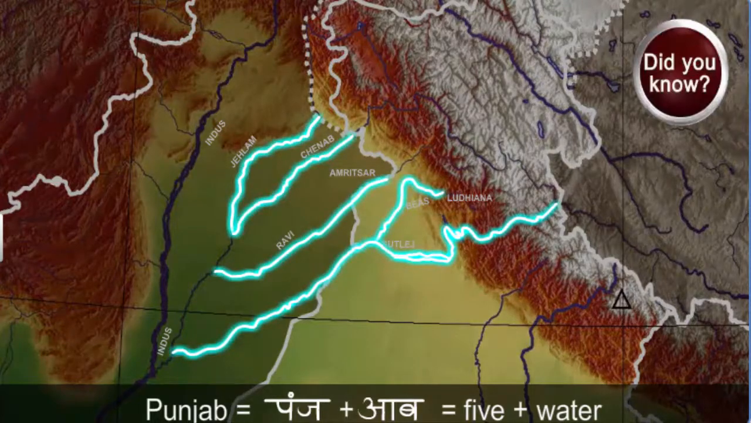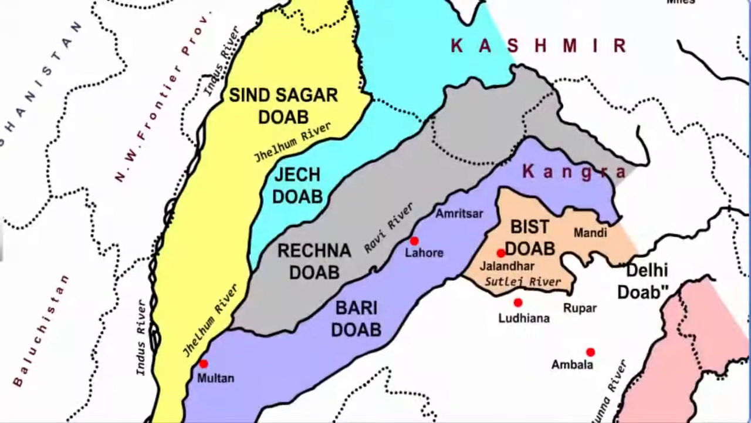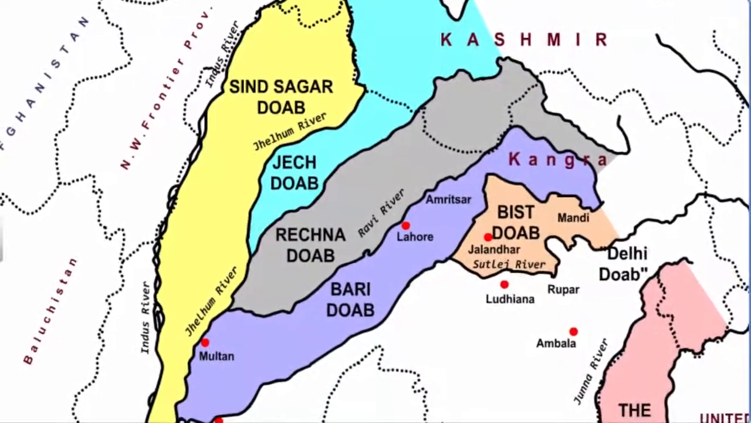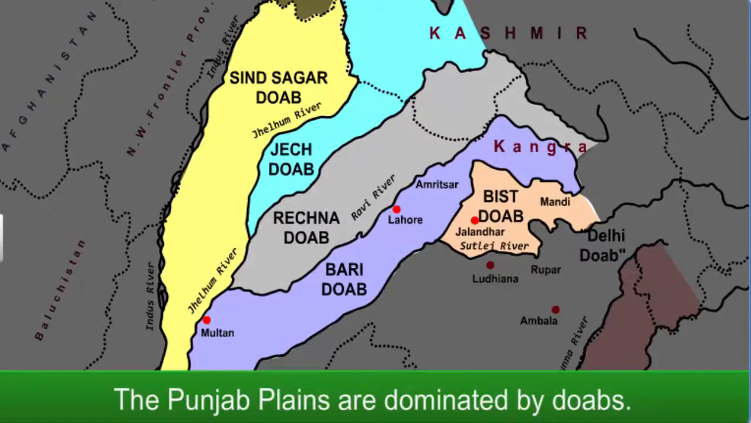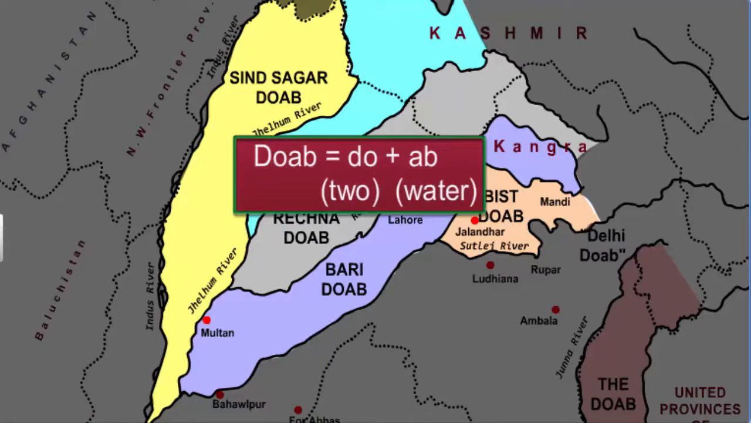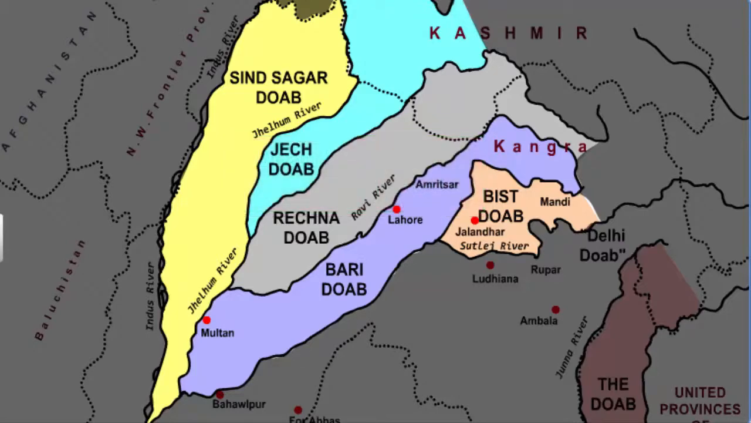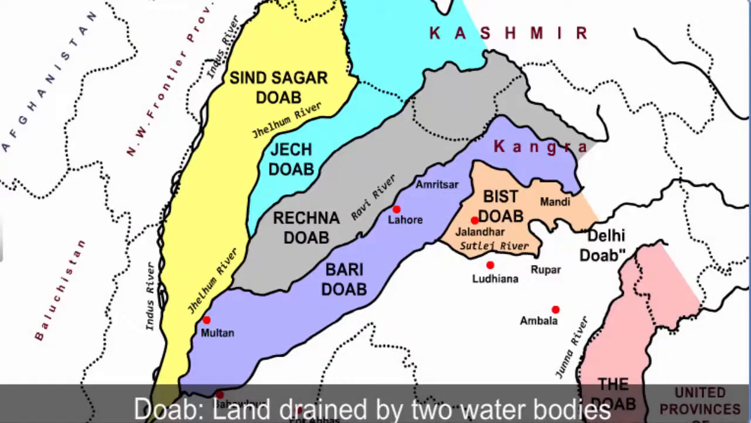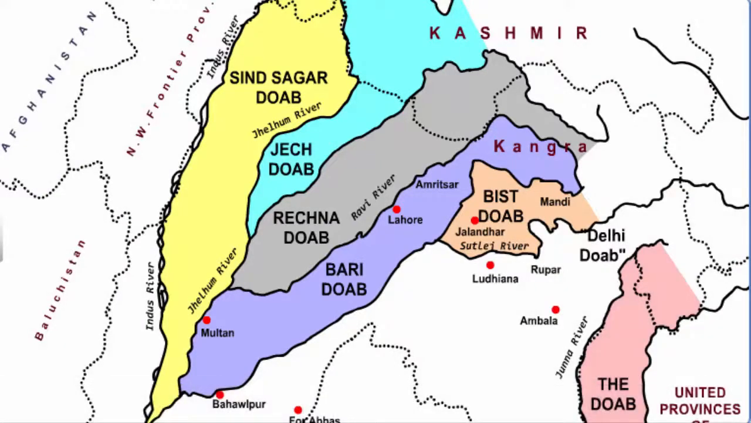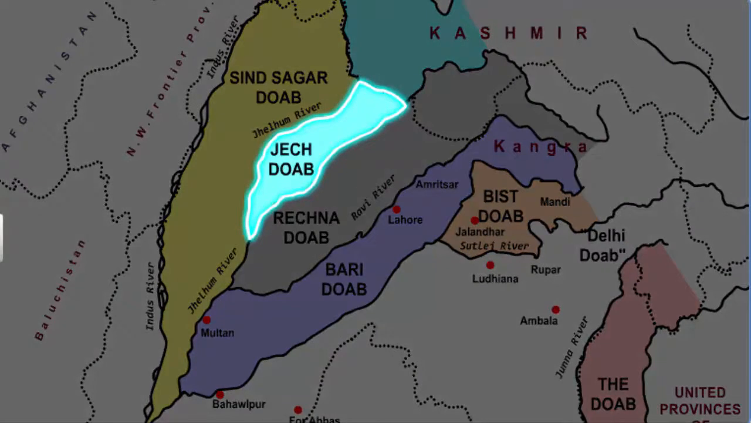In fact, this section of the northern plain is dominated by doabs. Do means 2 and ab means water. So, a doab is a piece of land drained by 2 water bodies. The map shows the doabs that comprise Punjab. For example, Jech doab lies between the Jhelum and the Chenab river.